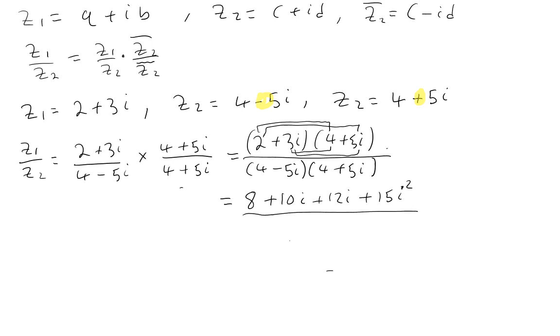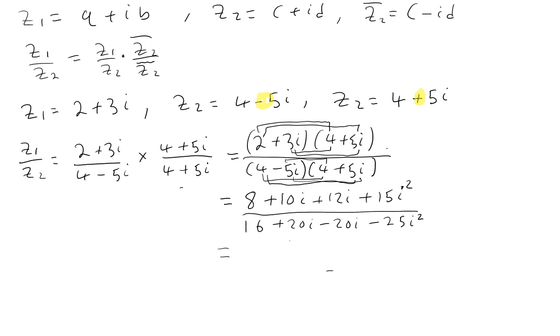This over 4 times 4 is 16. 4 times 5 is plus 20i. Minus 5i times 4 is minus 20i. And minus 5i times plus 5i is minus 25i square.